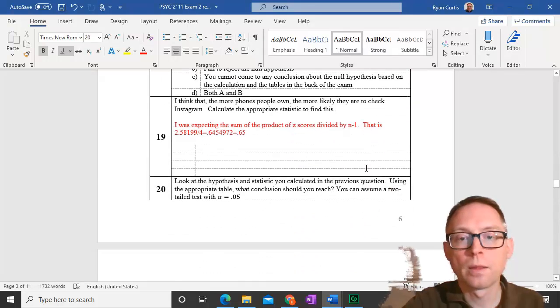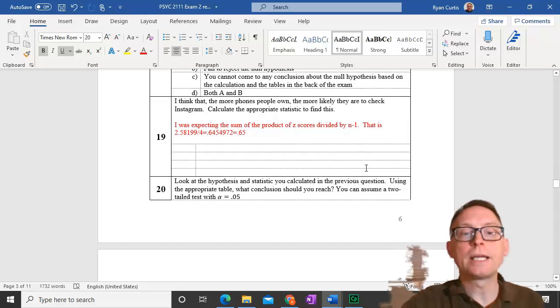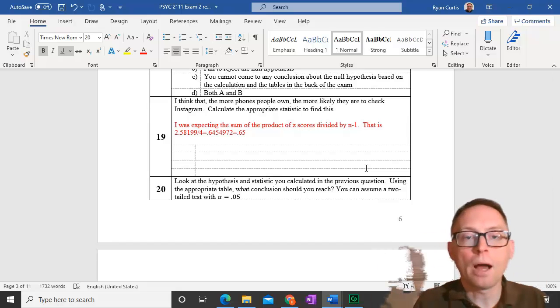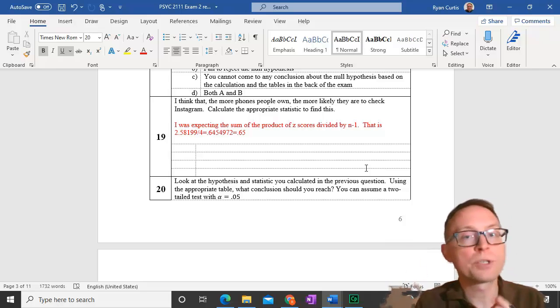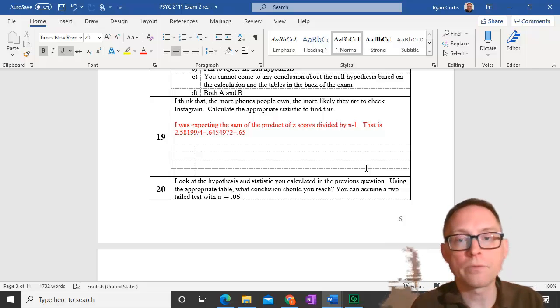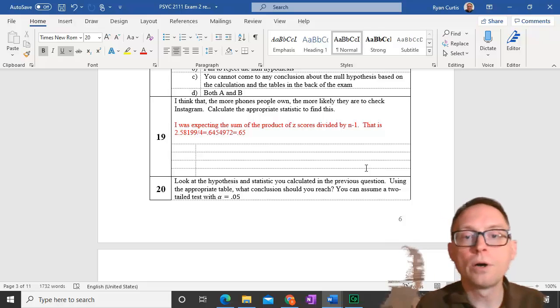Question 19. I think that the more phones people own, the more likely they are to check Instagram. So now I'm looking at phones and Instagram. Now, I didn't give you specific numbers, so this is not a linear regression. I want a Pearson's R for this one. The more phones people own, the more likely they are to check Instagram.